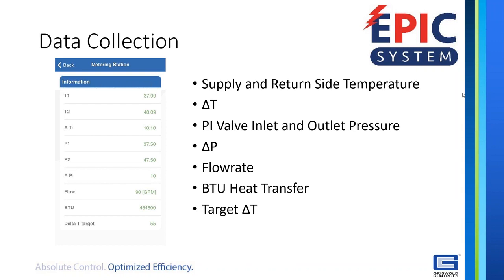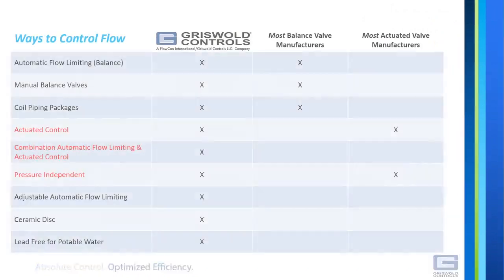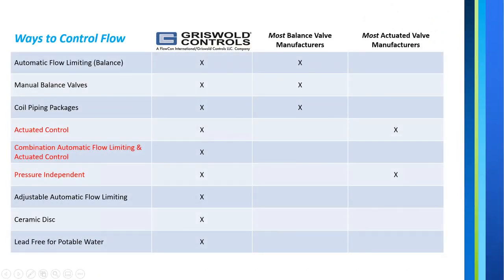And I know all of you are wondering about BACnet. We are hoping to have a late summer launch of the BACnet version of the EPIC system. So that is the overall Griswold product line with the actuated control valve. We looked at the Unimizers and the basic actuated control valve, the combination, which is the Atomizer, and the Balance Zone, and then the pressure independent valve.